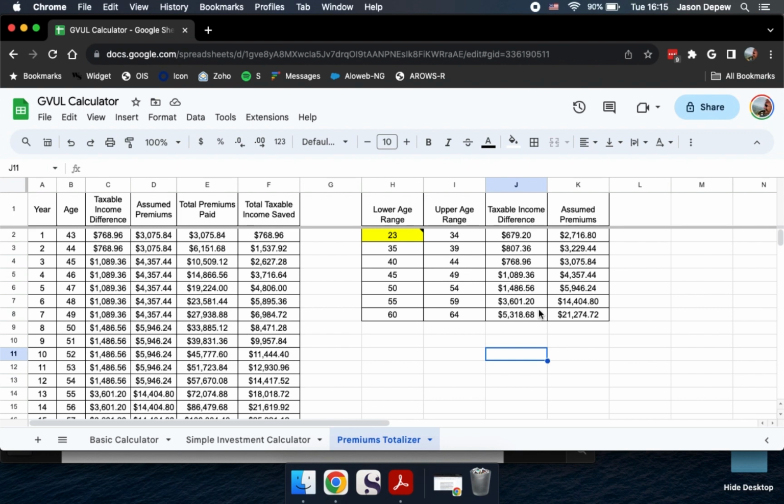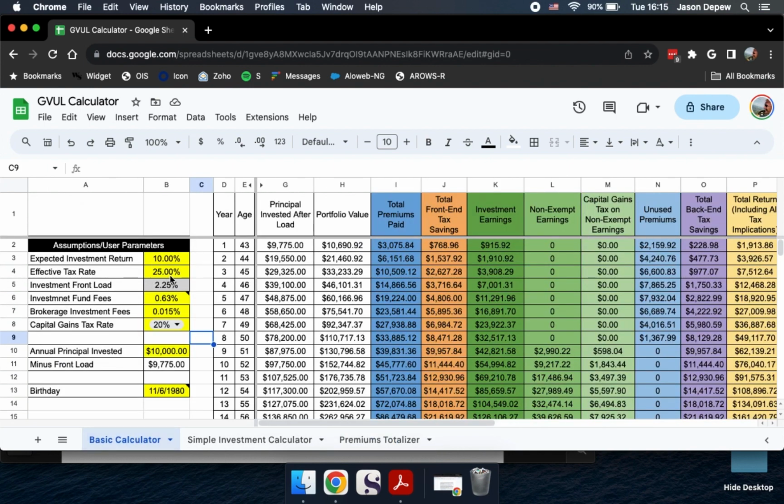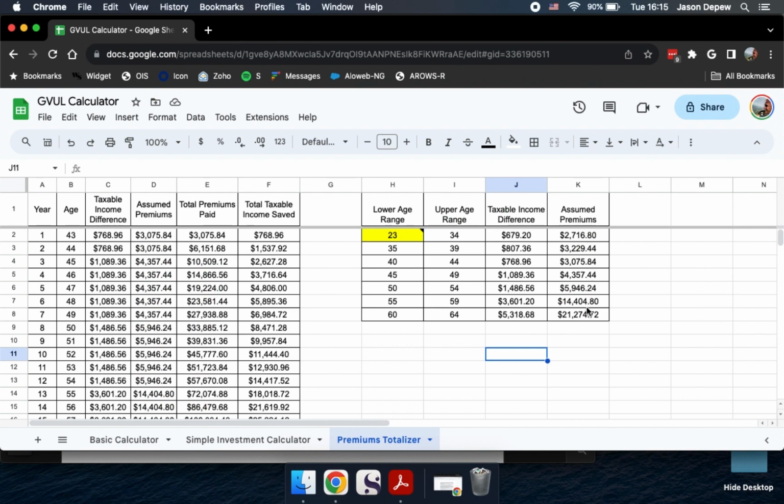And then what we did to get these assumed premiums is I divided the taxable income difference by the tax rate that you guess right here. Depending on your tax rate, these numbers will change quite a bit. That's the best we can do right now. For some reason, MetLife has chosen not to share with us the actual premiums for this plan, which is very frustrating. And hopefully we'll get that information at some point. Again, that's something to ask your ALPA reps.